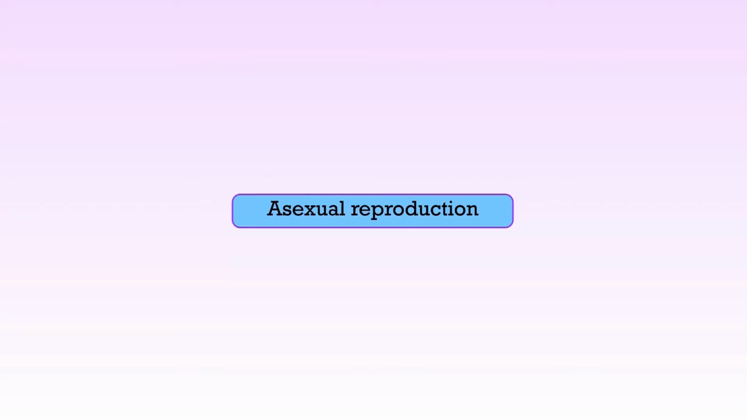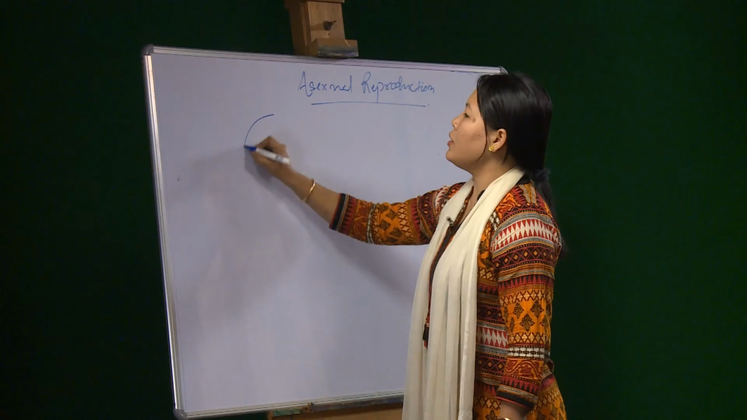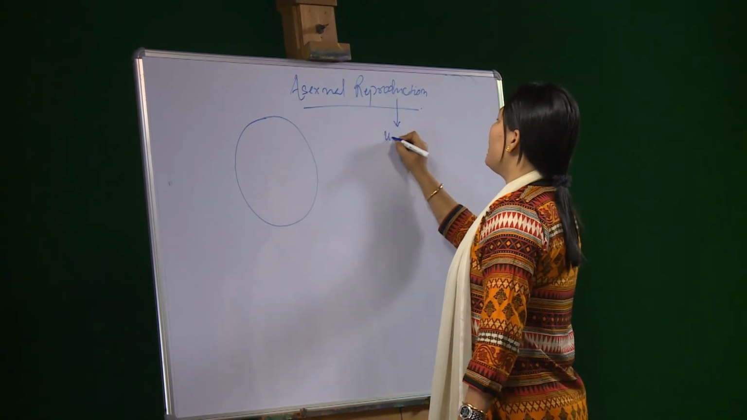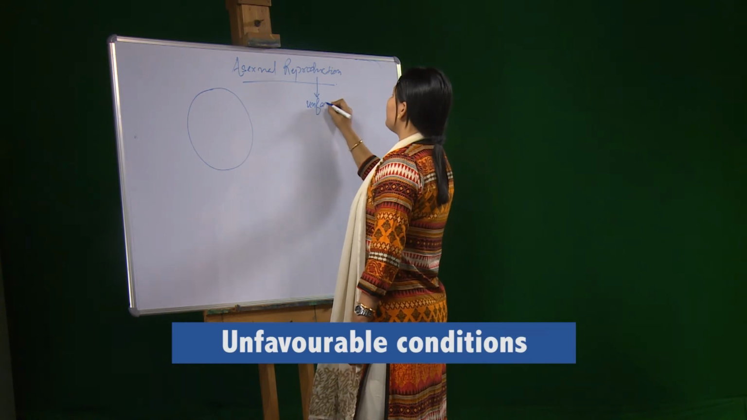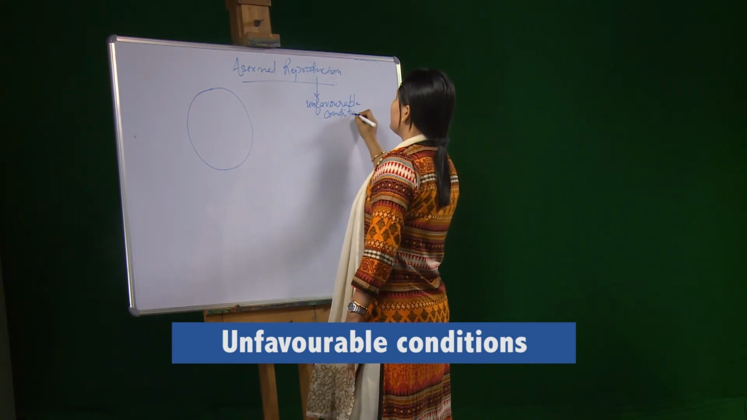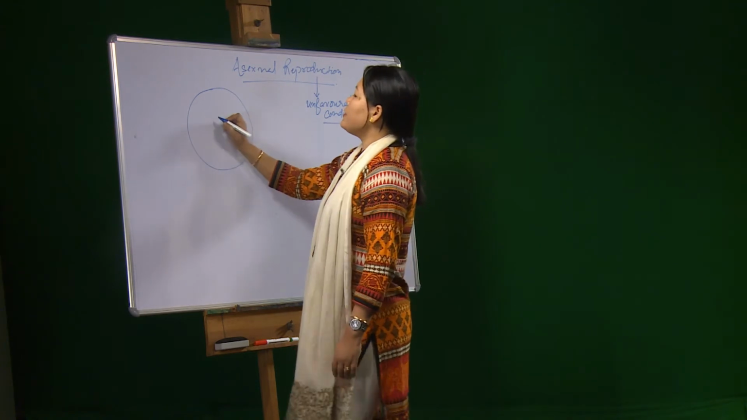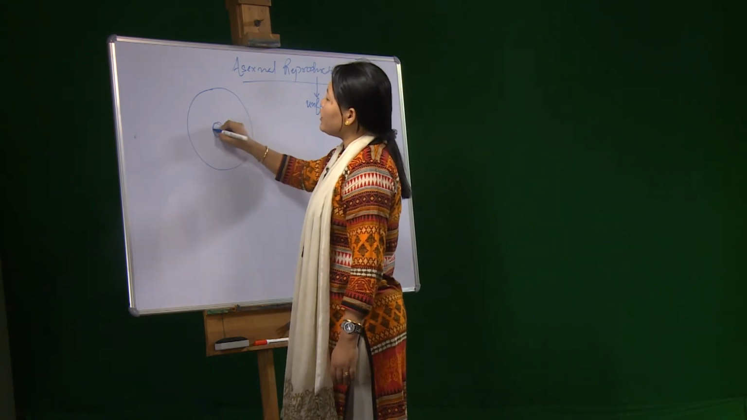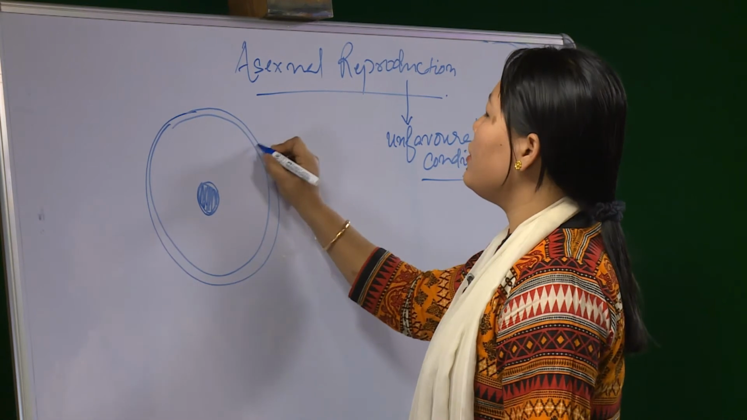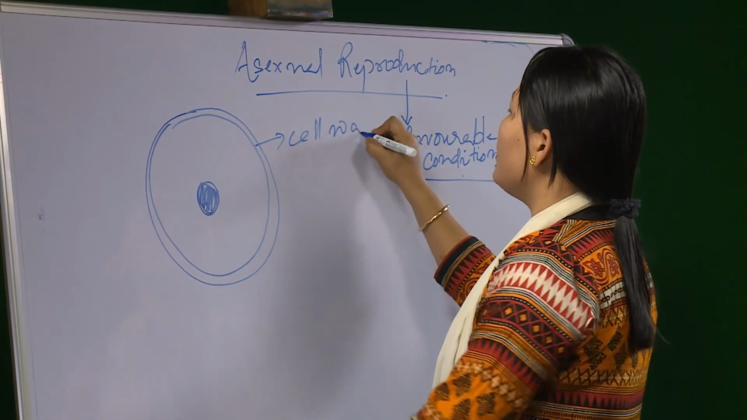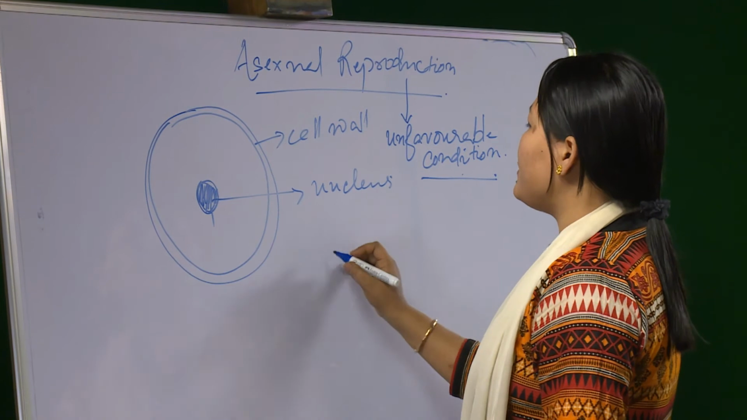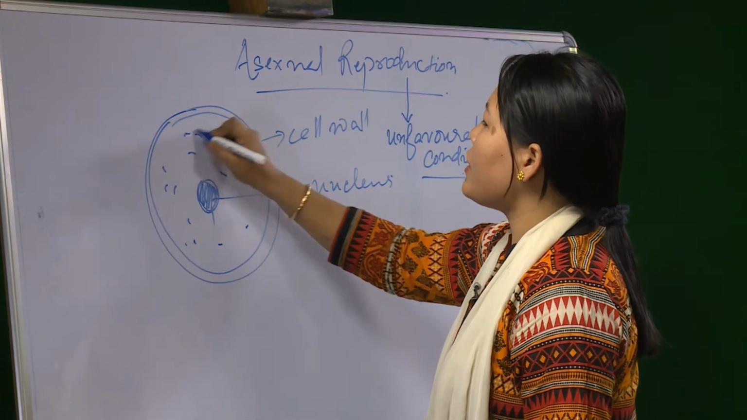Next, we'll come to the asexual method of reproduction. Asexual reproduction will take place under unfavorable condition. So during this, this is the nucleus of the yeast cell. This is the cell wall. This is the nucleus. So this nucleus gets divided. These are the cytoplasmic content which are present here in the cytoplasm.